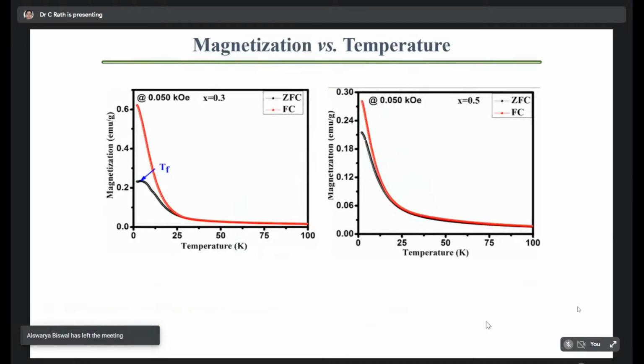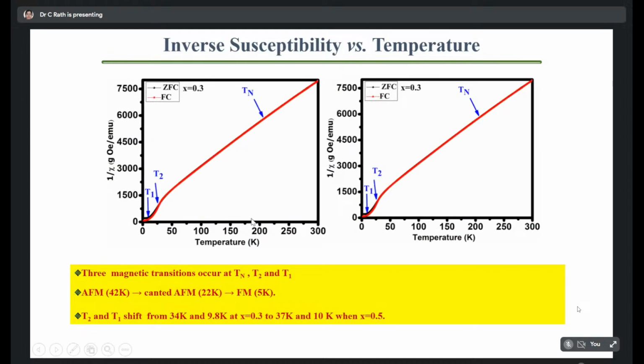Then we go for the magnetization measurement. At 0.3, again we see the spin freezing temperature TF at 500 Oersted, and this is for 0.5. There is a bifurcation. And when we plot 1/chi versus T, one can see all these features are also visible, but the slope which was very distinct at 0.2 is not very distinct.